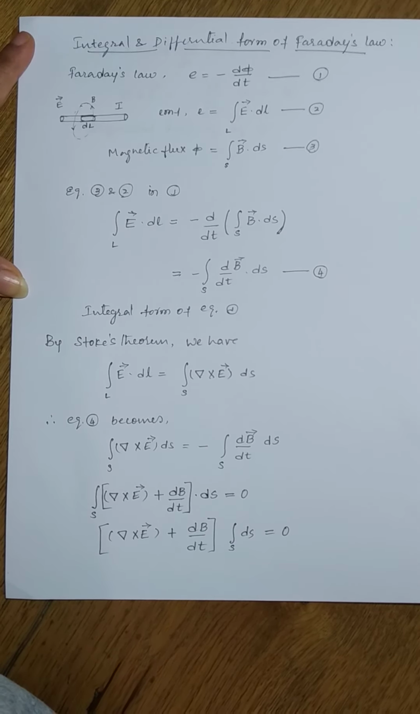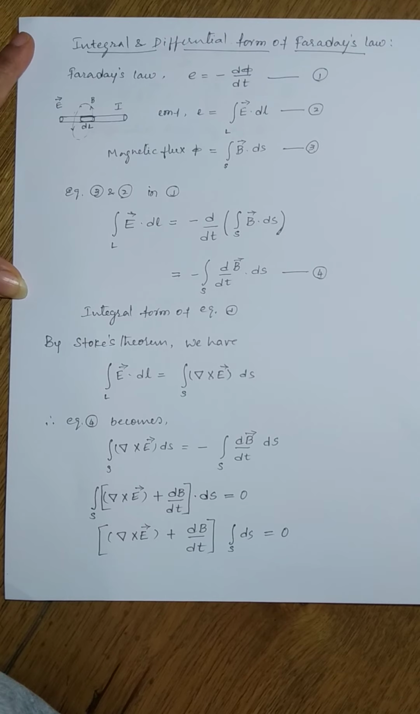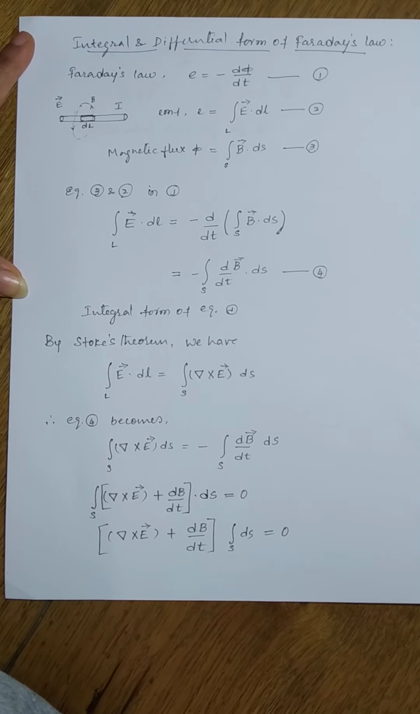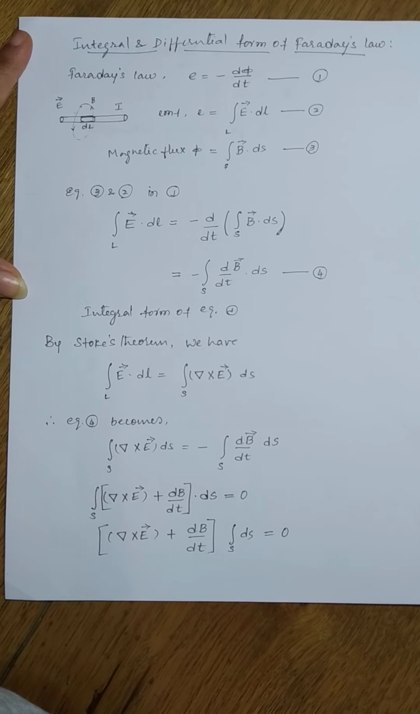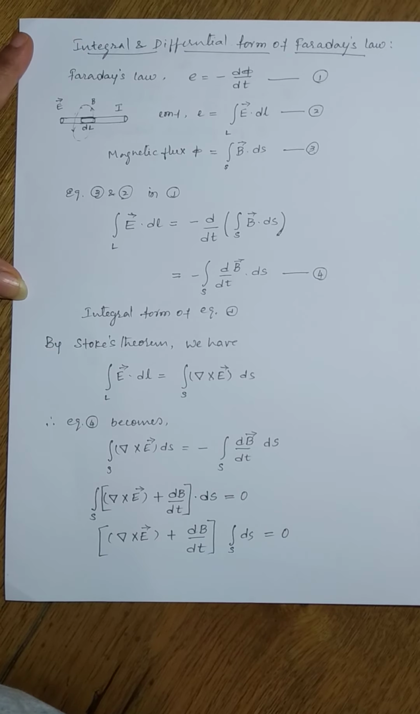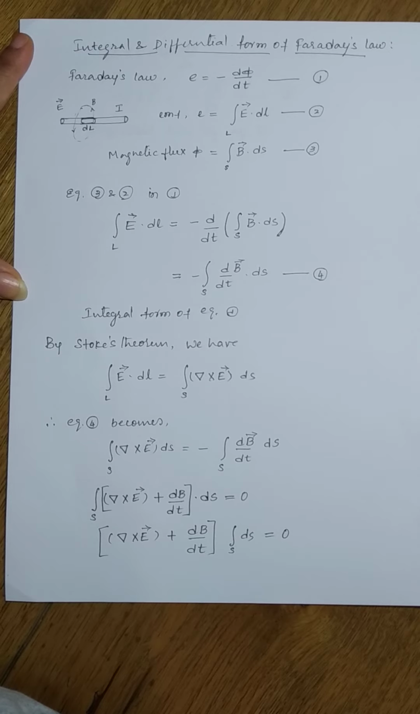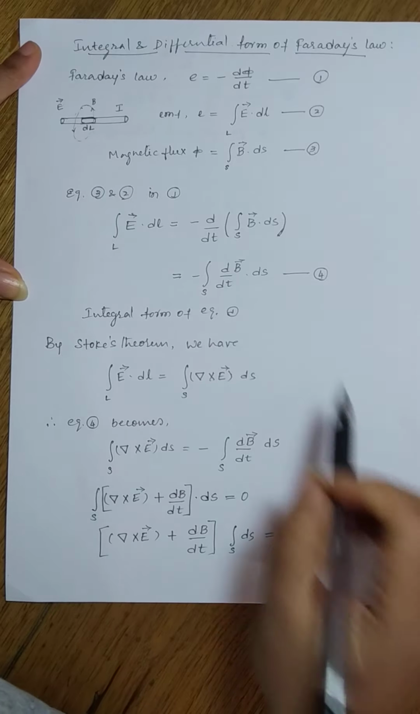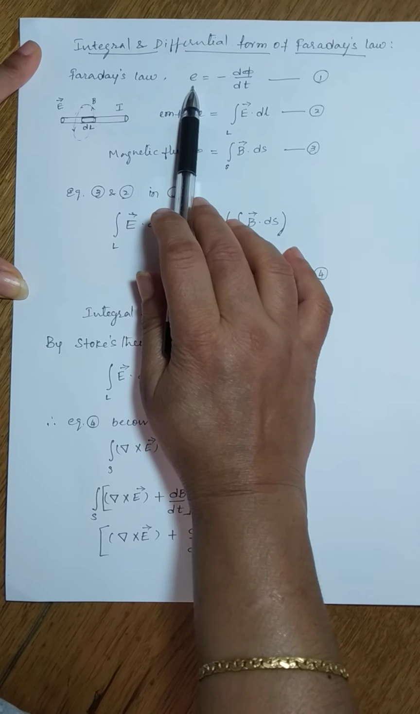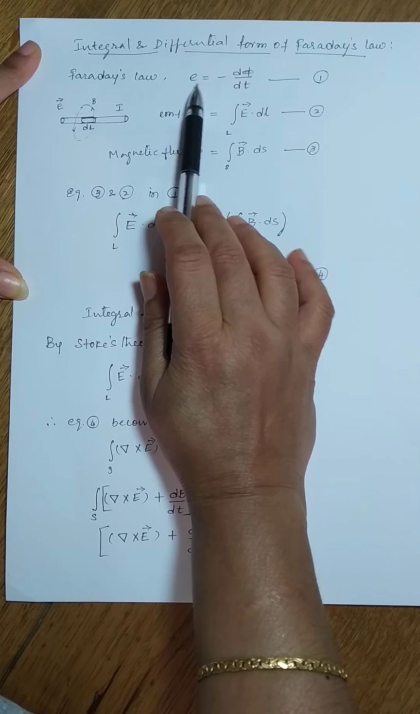Now we'll see the integral and differential form of Faraday's equation, or Faraday's law. Faraday's law states that whenever there is a change in magnetic flux linked with the coil, an EMF is induced in the coil, and the magnitude of the induced EMF is directly proportional to the rate of change of magnetic flux linked with the coil.